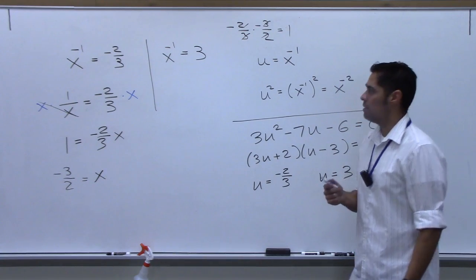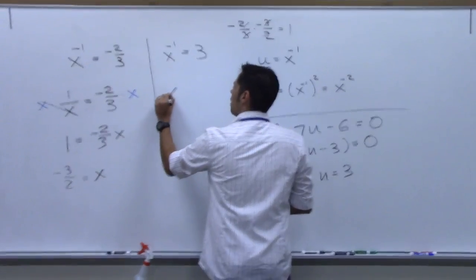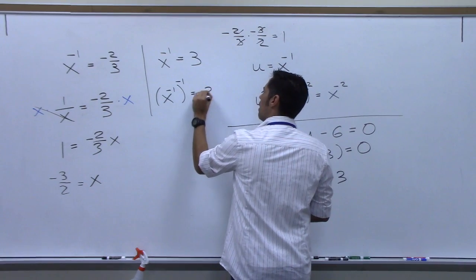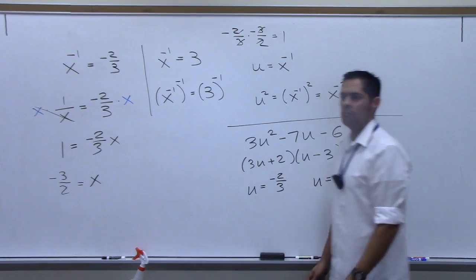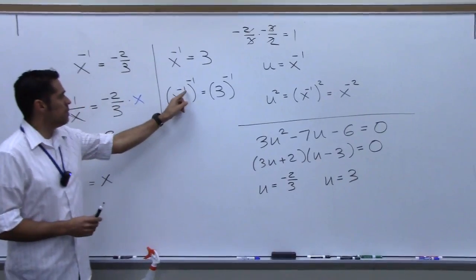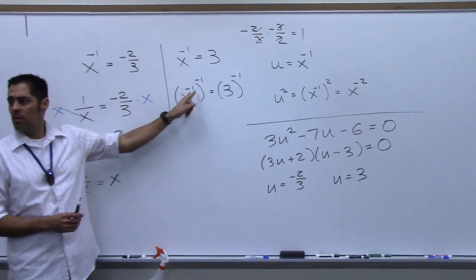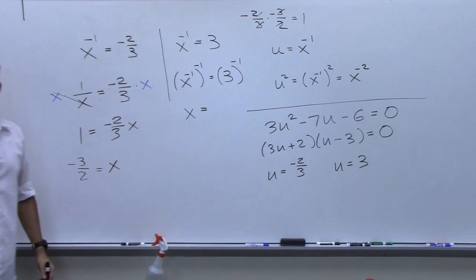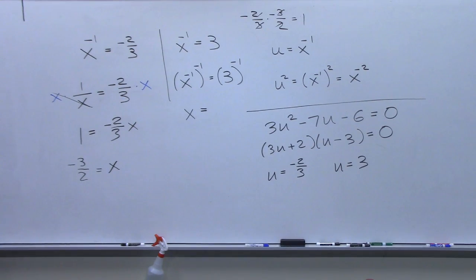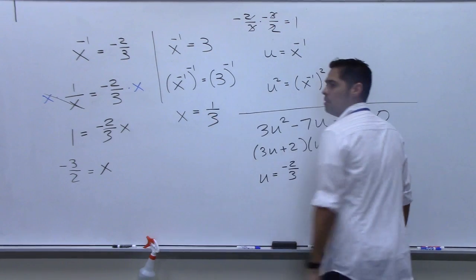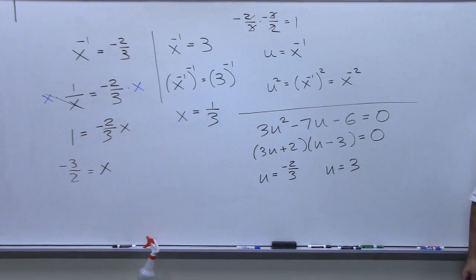Here's the way I would do it. Okay, this is just the way I would do it. X to the negative 1, I'm going to raise this side to the negative 1, and I'm going to raise this side to the negative 1. Now, the reason I did that is because what happens when you take something to a power? You multiply the powers. What's negative 1 times negative 1? Positive 1. So that's just x to the first power, isn't it? And the right side is 3 to the negative 1, which is the same as, close, 1/3. 3 to the negative 1, what's that?